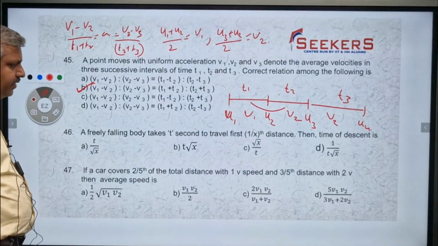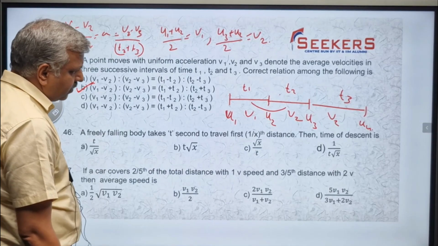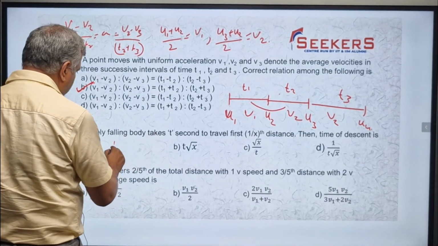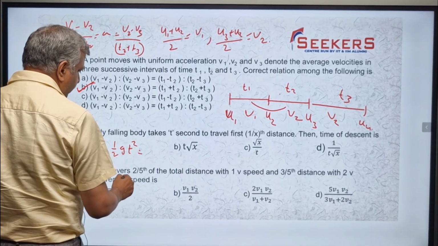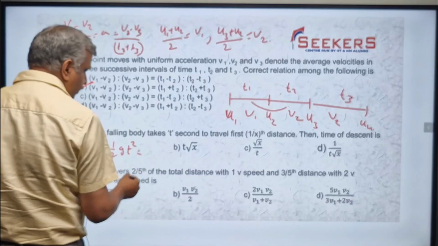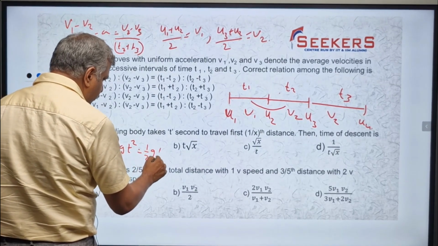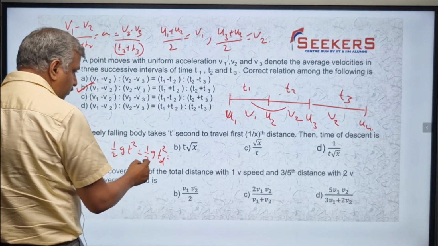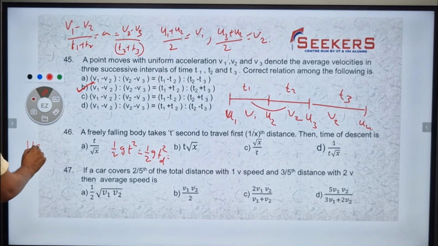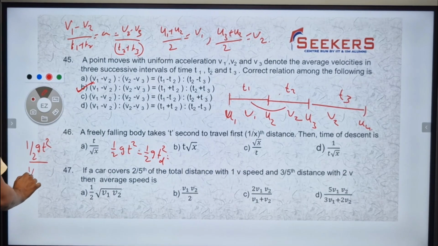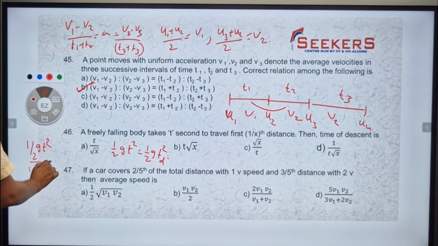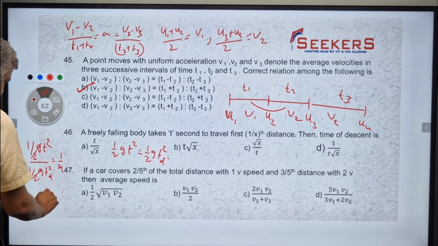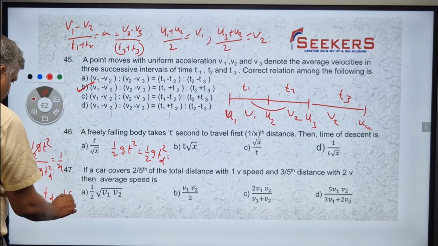A freely falling body takes t seconds to travel the first 1 by x of the distance. Then the time of descent is how much? So for a freely falling body, half into g into t squared is equal to 1 by x of the total distance, which is equal to half into g into time of descent squared. So half g t squared divided by half g total time of descent squared is equal to 1 by x. So these two will get cancelled, take square roots. So time of descent is equal to t times root over x.